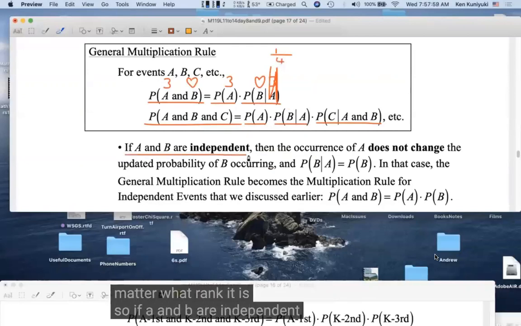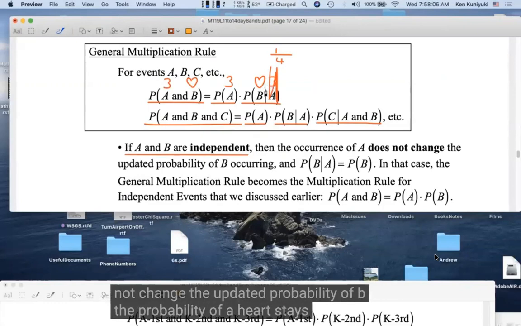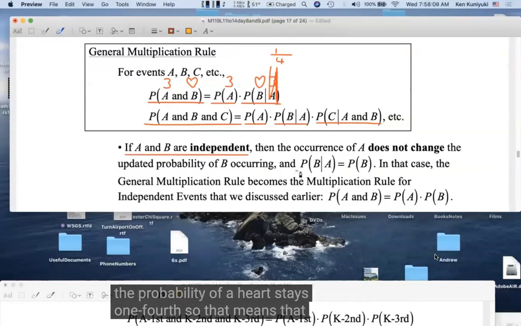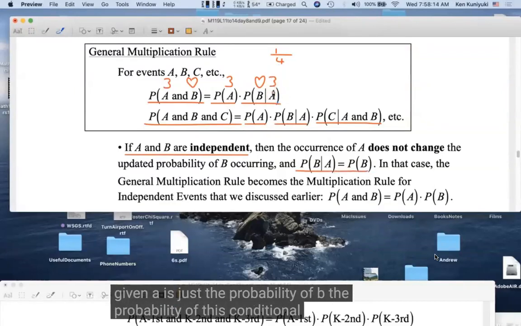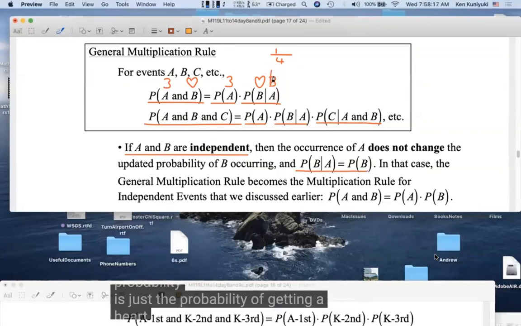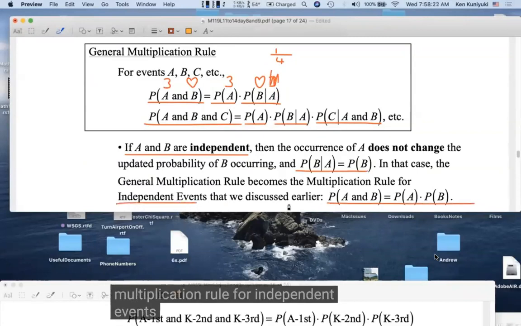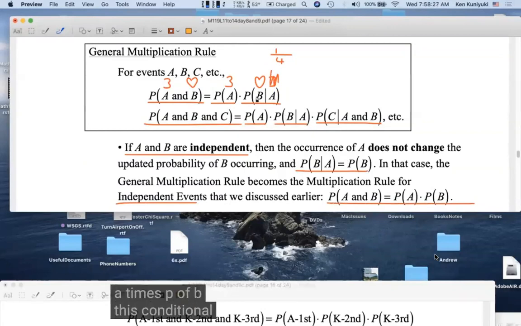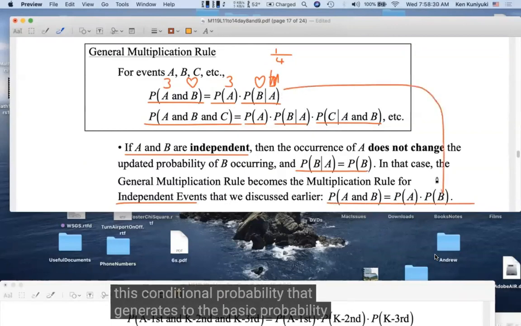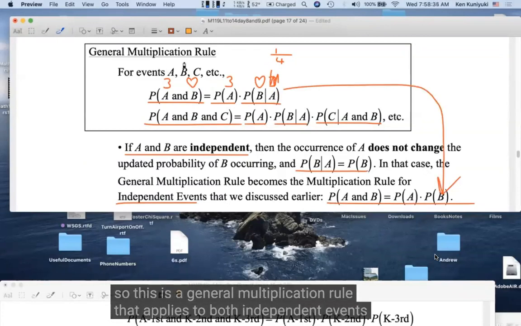So if A and B are independent, like the issues of rank and suit, then the occurrence of A does not change the updated probability of B. The probability of a heart stays 1/4. So that means that the probability of B given A is just the probability of B. This conditional probability is just the probability of getting a heart. So then you're back to the multiplication rule for independent events. The probability of A and B is just P of A times P of B. This conditional probability degenerates to the basic probability. So this is a general multiplication rule that applies to both independent events and dependent events.